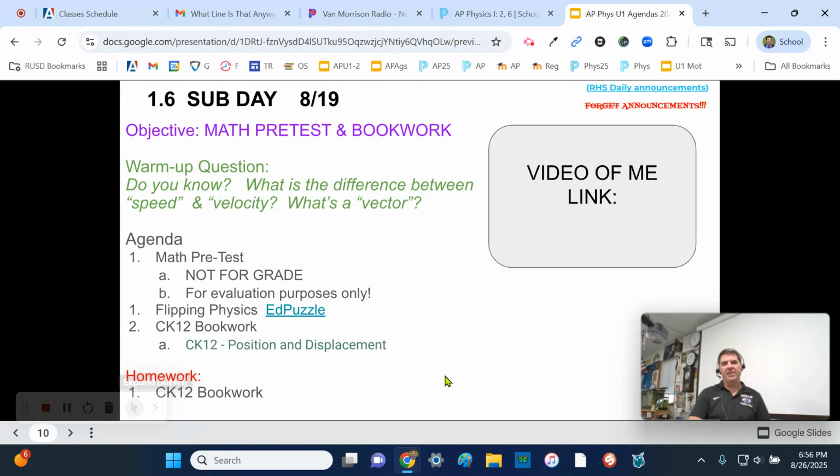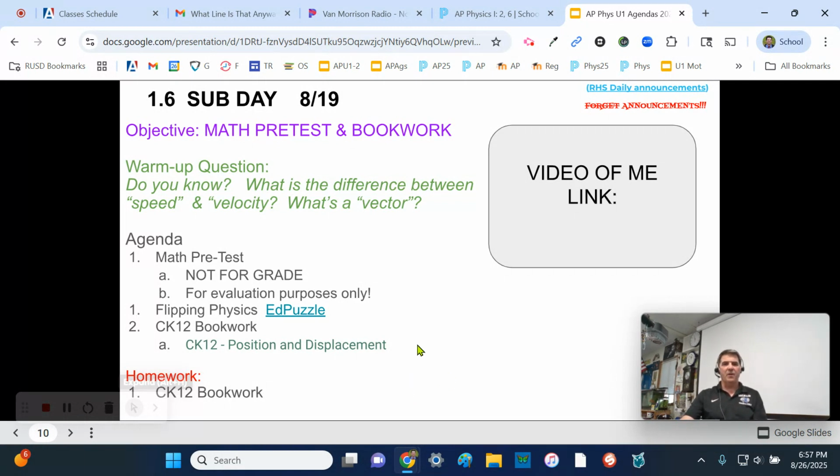This is a sub day, and we've got a little math test, a little book work, and a little Edpuzzle. The question for today, starting off with just the warm up: do you know the difference between speed and velocity, and what is a vector? That will be covered in the book work. I will show you what a vector is in a moment.